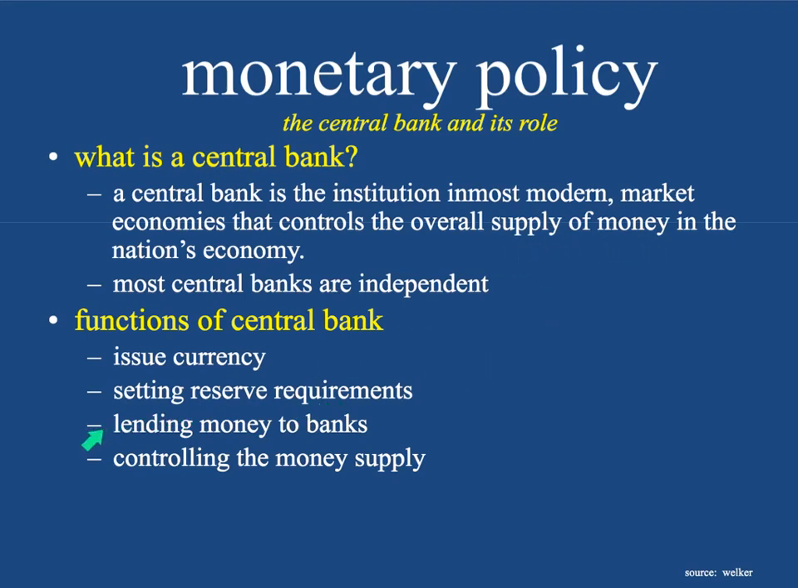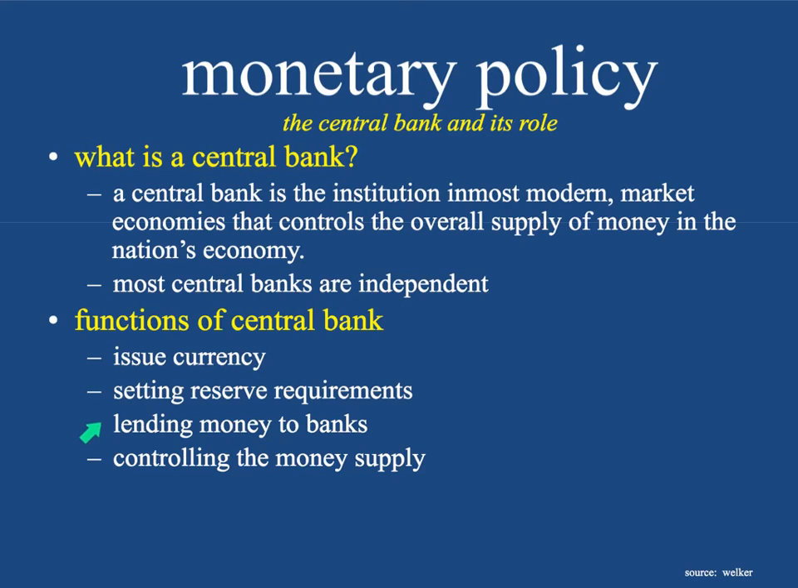All right. Third, the lending of money to banks. The Federal Reserve in the United States charges commercial banks interest on loans, which is called the discount rate. That's the federal rate that you hear in the news a lot. And the Fed charges interest to commercial banks to borrow money, and they do it all the time.